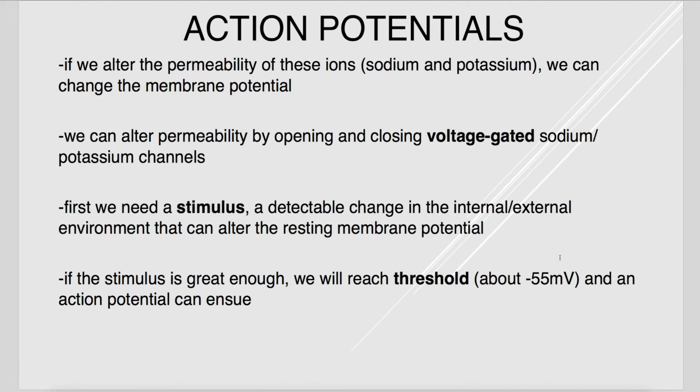So if we alter the permeability of these ions, sodium and potassium, we can change the membrane potential. And again, like I said, this is how we are going to move information down the axon. And this occurs by opening channels. Opening sodium channels, opening potassium channels, because if you open a sodium channel, sodium is going to come in. If you open a potassium channel, potassium is going to leave.